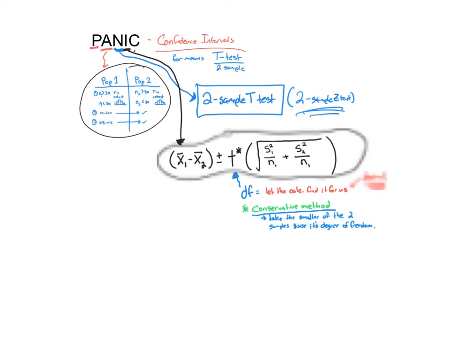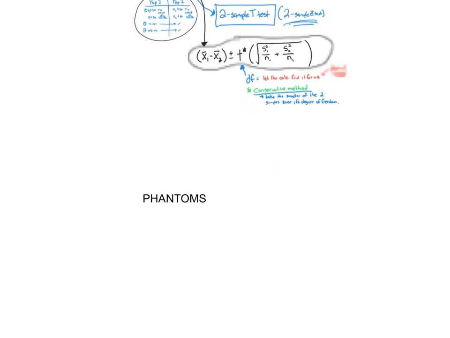And in the conclusion, it's going to sound very similar to it did with proportions. We are blank % confident that the true difference in proportions is contained in the interval that we calculate. Okay. So I'm not going to write that out, but you'll see it come through. All right. Let's talk phantoms.